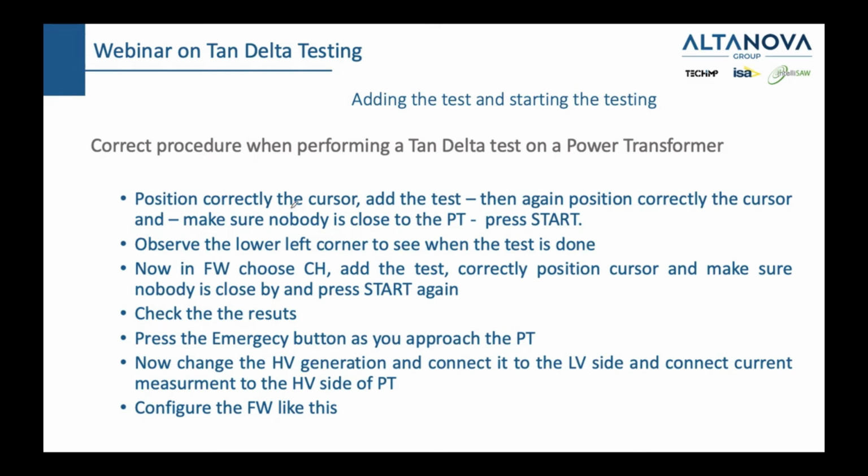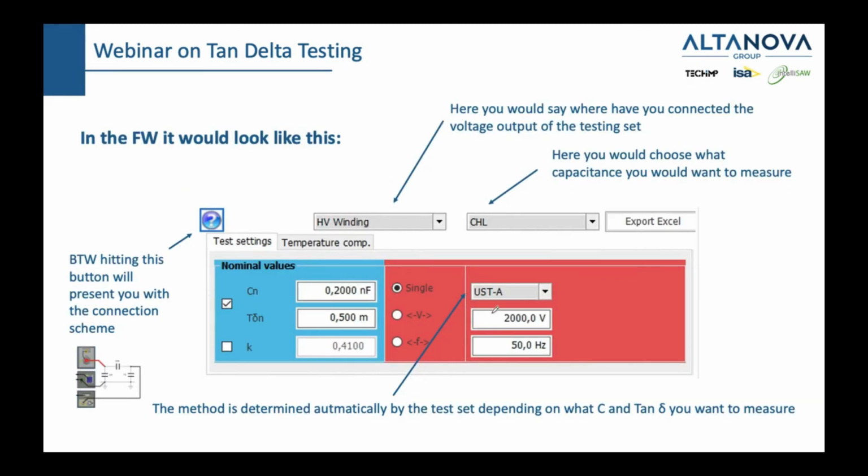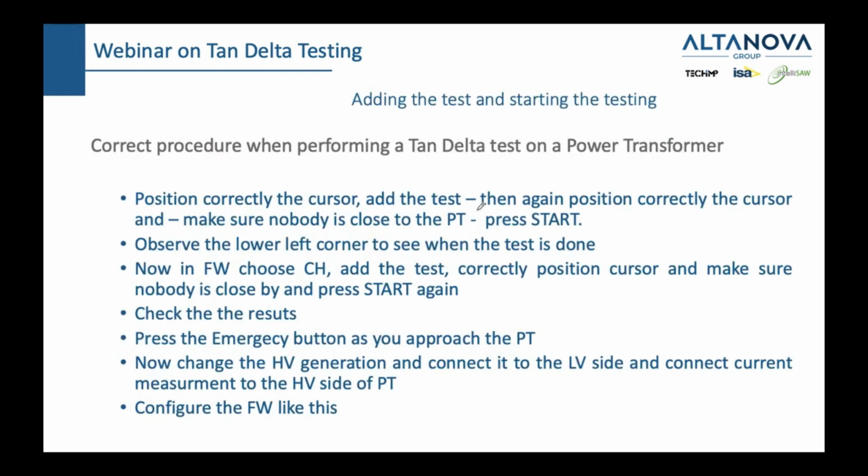As you press start, you would observe the lower left corner and you would see when the test is executed. First, you would have the stage of load evaluation, then calibration, and then measurement. And actually, we're doing two measurements, and I will explain next time why. And when the test is done, you would go back to this screen, and you would just drop this menu again, and you would choose CH.